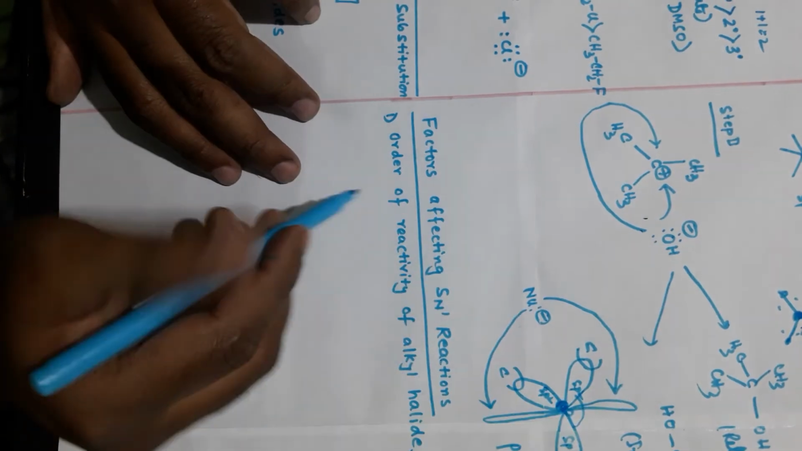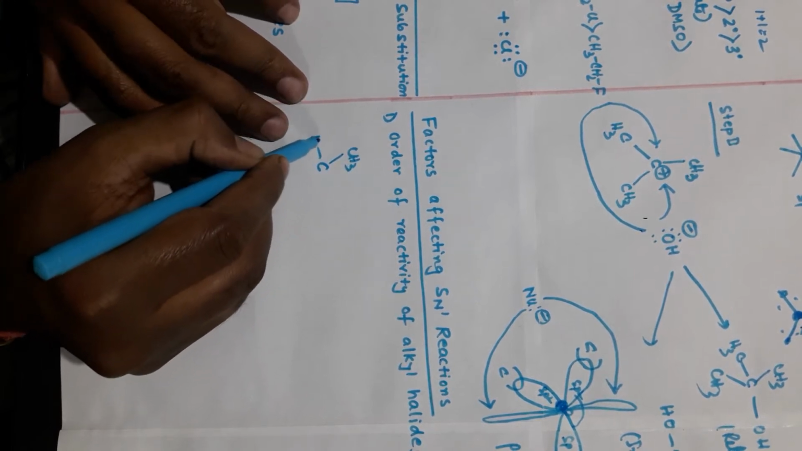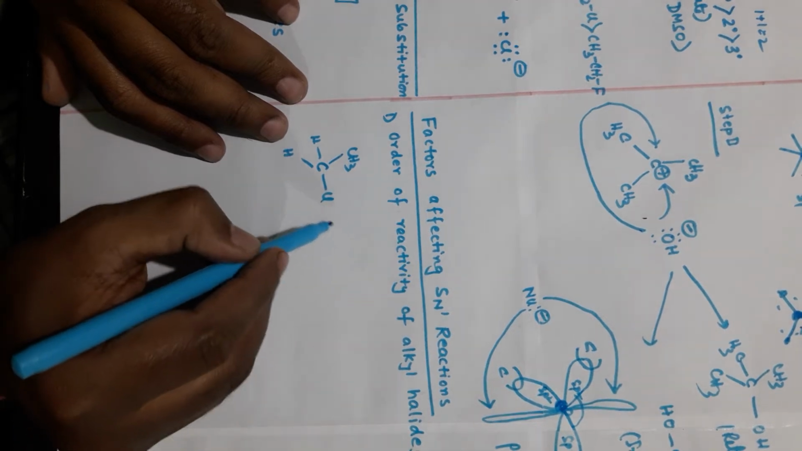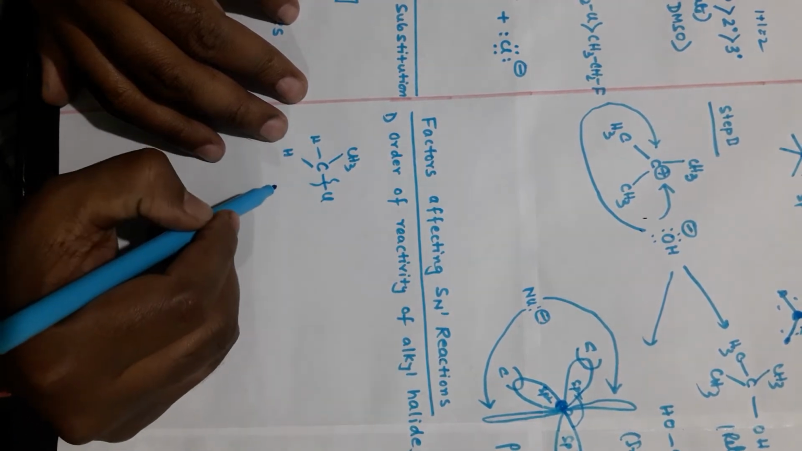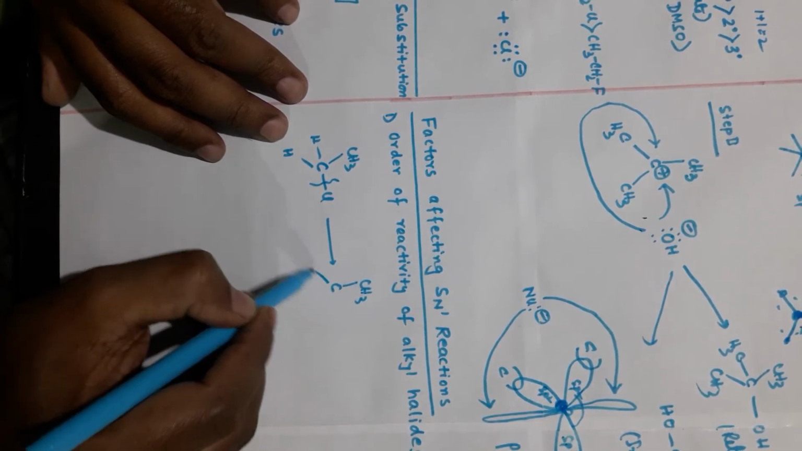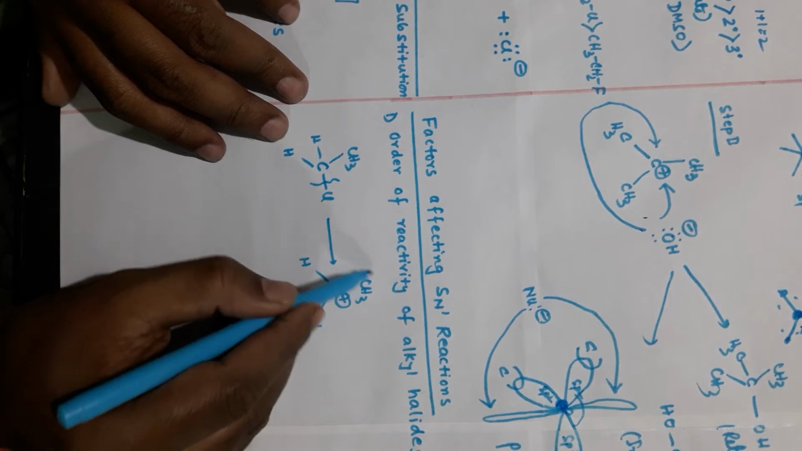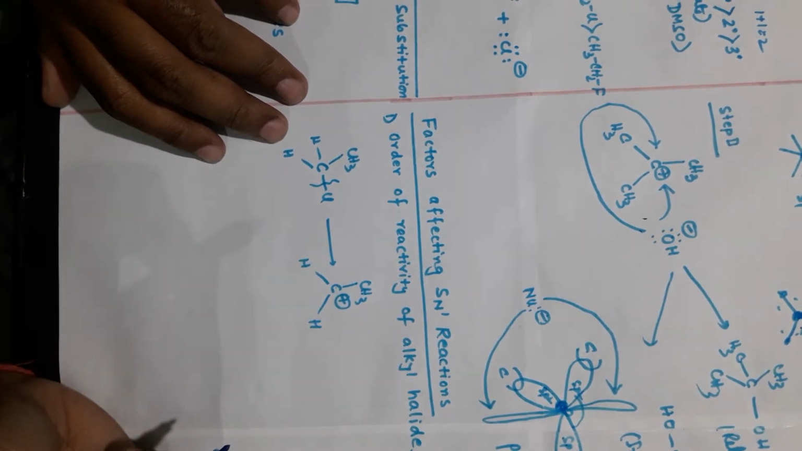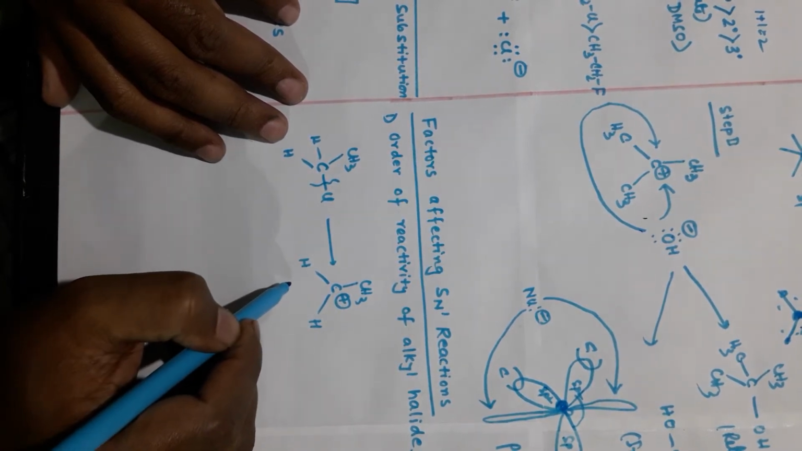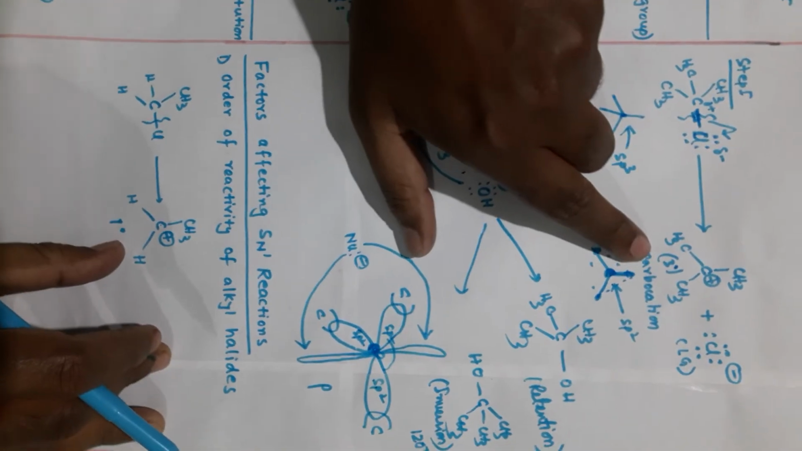For example, if I take a primary alkyl halide, this is ethyl chloride, and if I go for SN1, step 1, what will happen? This bond will dissociate and I will get a carbocation that is primary, right? What is primary? The carbon with a positive charge is bonded to only one carbon atom. On the other side we have hydrogen. This is primary, and this is less stable when compared to the tertiary.